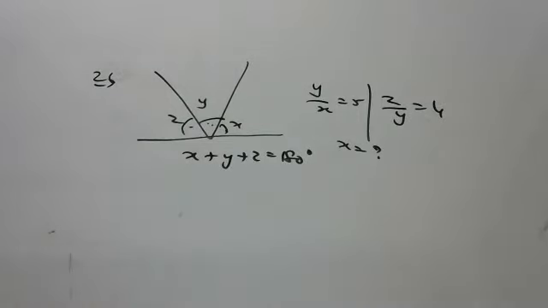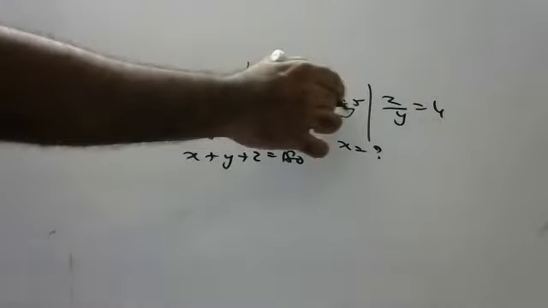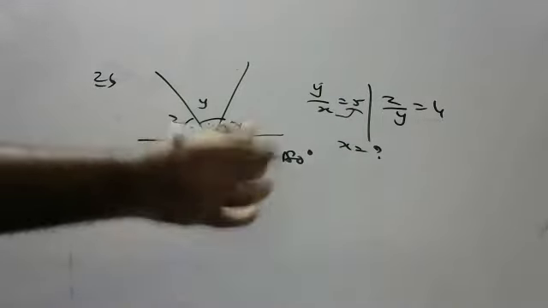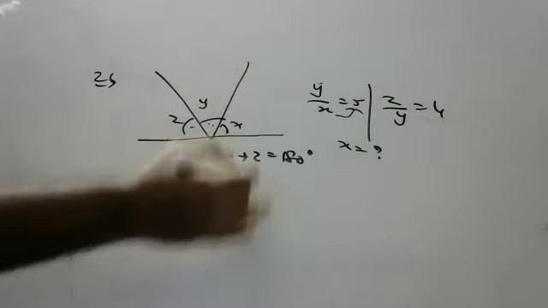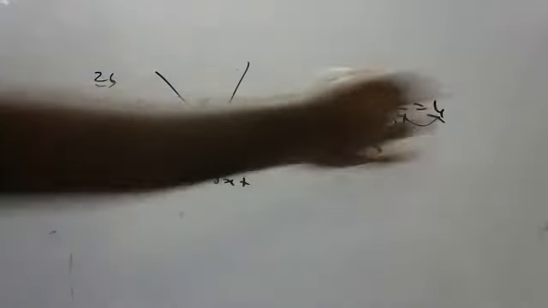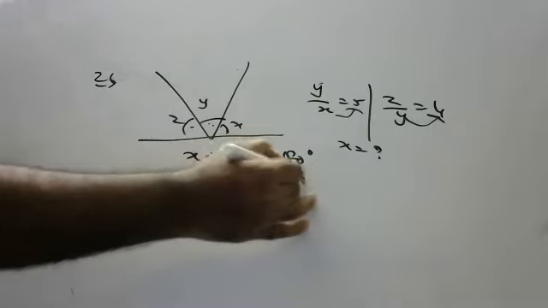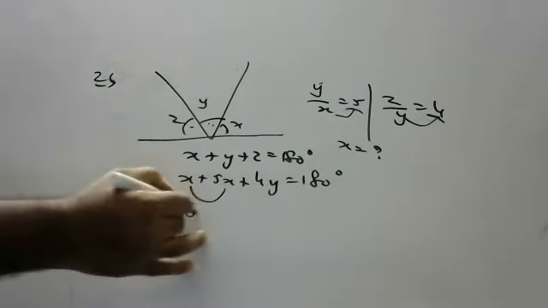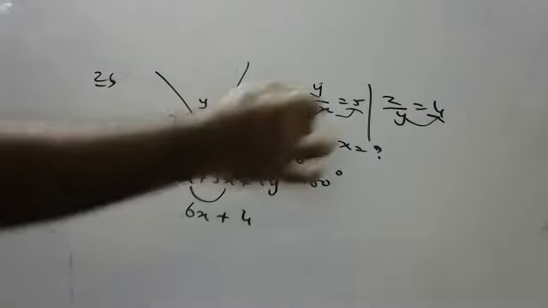So, children, what they gave: y by x is equal to 5. Can I write y is equal to 5x, children? I will write y is equal to 5x. And z is equal to 4y. x plus 5x is 6x, and 4y, y is equal to how much, children?